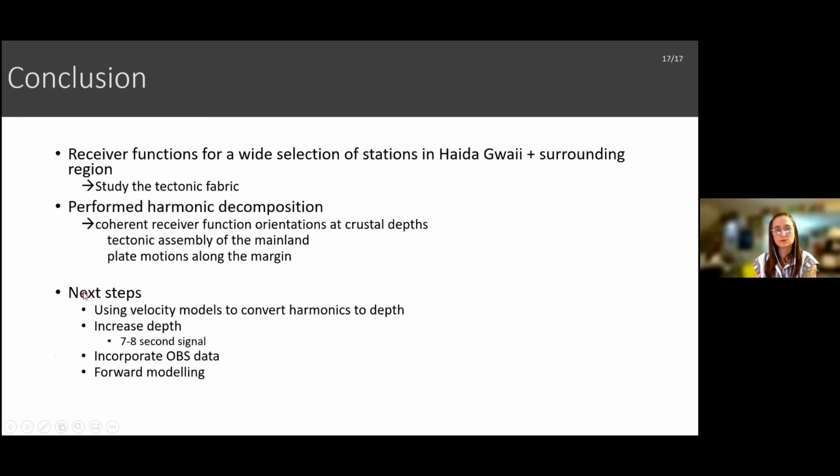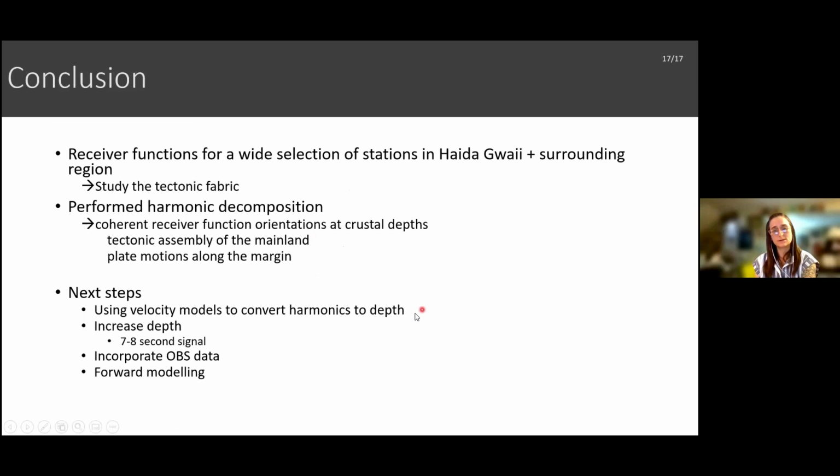So in conclusion, we looked at receiver functions for a wide selection of stations in Haida-Gwaii and the surrounding region in order to study the tectonic fabric. And when we performed the harmonic decomposition, we found that the receiver functions had a coherent orientation at crustal depths. And we attributed this to the result of the tectonic assembly on the mainland and a result of the plate motions along the margin.